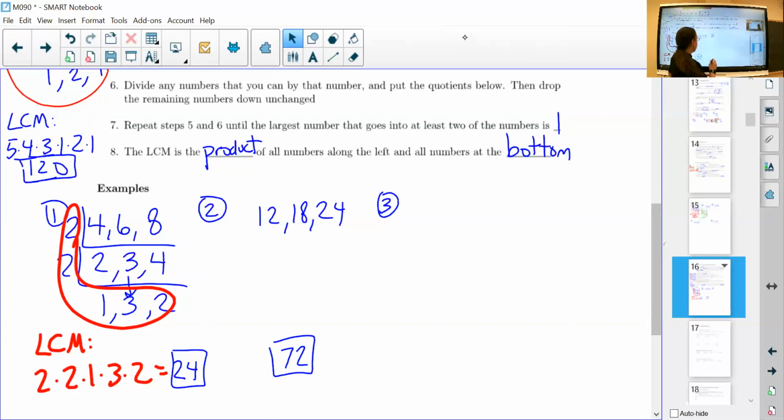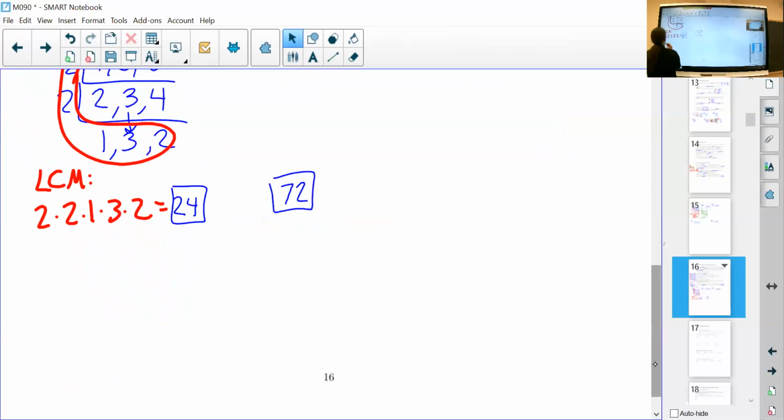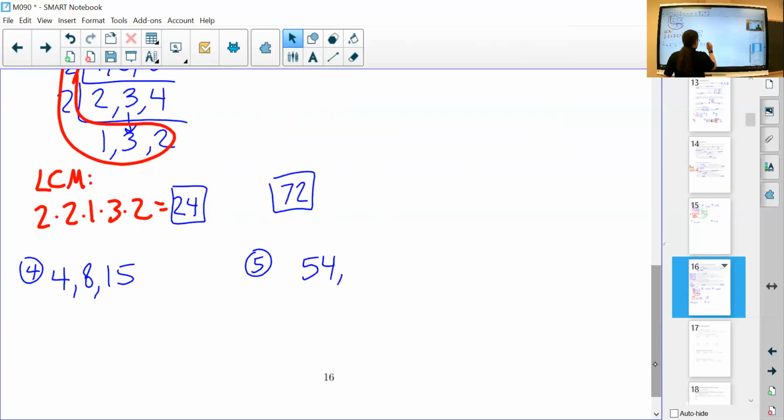Example 3, let's do 15, 20, and 25. Example 4, we'll do 4, 8, and 15. And let's do example 5 together. I'm going to get some big numbers here. 54, 78, and 96.